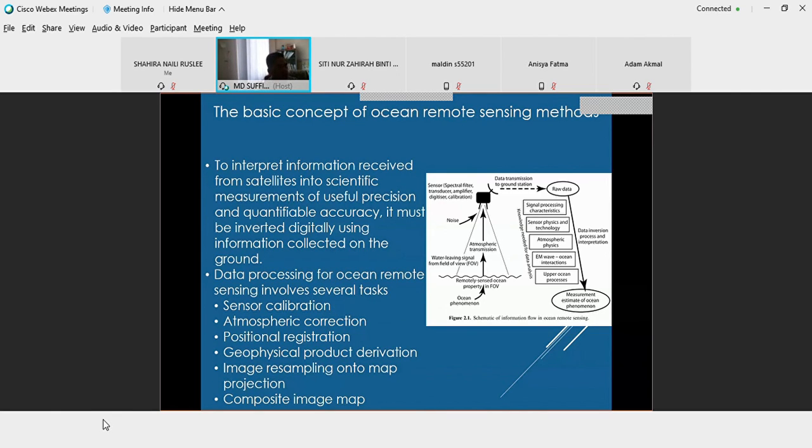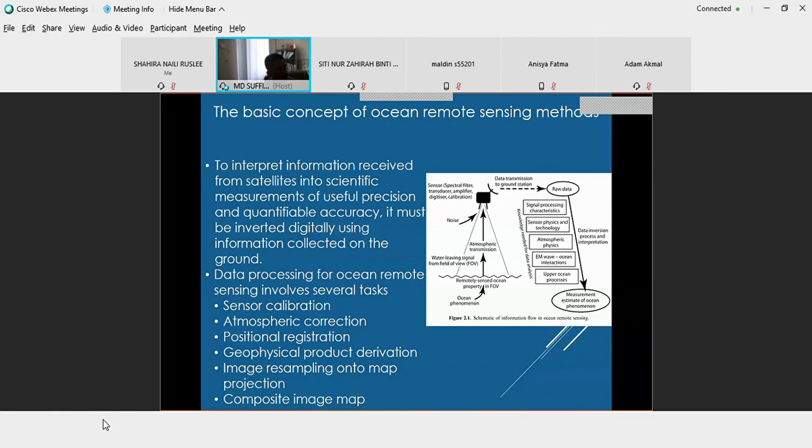So sensor calibration and atmospheric correction, because of the disturbance from the scattering and from the absorption in the atmosphere. Itu kena buat, atmospheric correction, and then ada positional registration, ataupun geometric correction. Nak tahu dia punya kedudukan. That's the most important, supaya bila you keluarkan satellite data tu, you boleh mesh dengan in situ punya data.